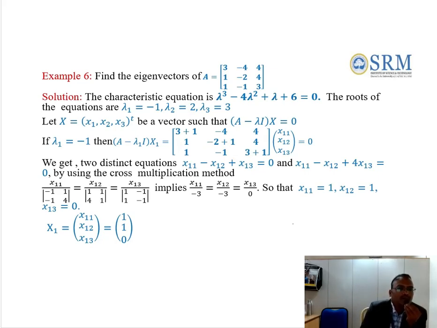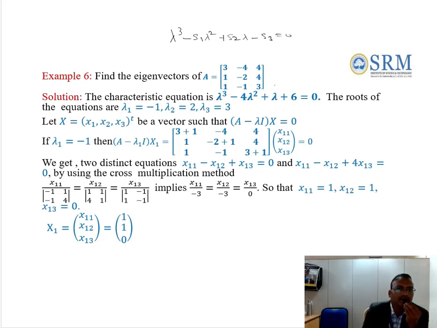Now, from the above experience, we see that the matrix is a 3 cross 3 matrix. Therefore the characteristic polynomial is a cubic polynomial. It will be of the form lambda cube minus s1 lambda square plus s2 lambda minus s3 equal to 0, where s1 is the sum of the diagonal elements, s2 is the sum of the minors of the main diagonal, and s3 is the determinant.